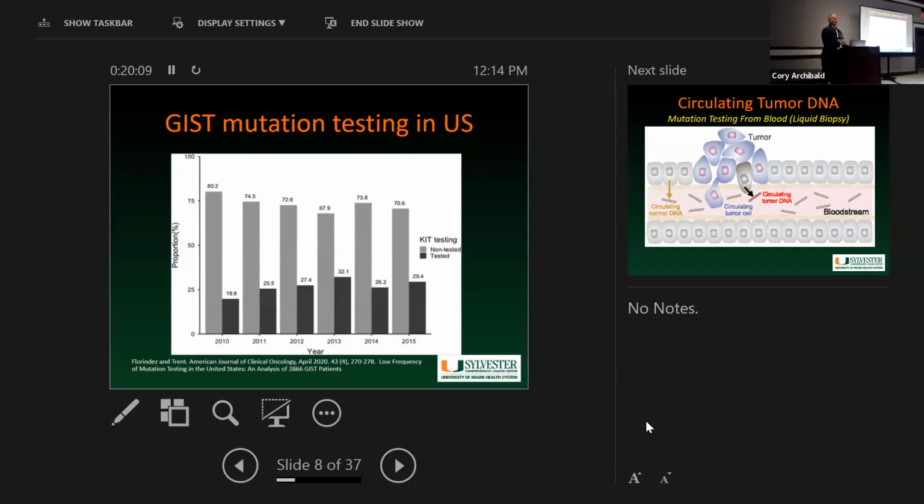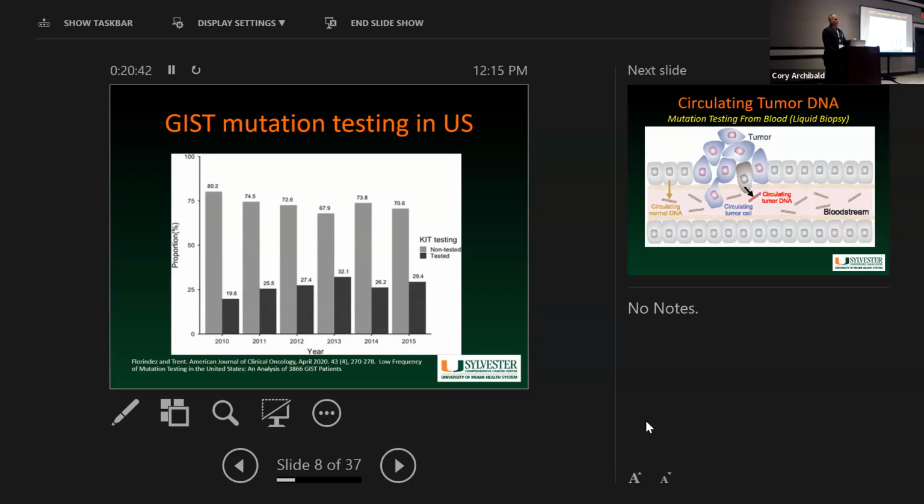Ever, wouldn't be allowed. And in Belgium, Patrick Schöffski helped the government set up a situation where you can't get the drug unless you have mutation testing done. That makes a lot of sense, but in the US, that's not the case. This is some older data, so we're seeing more testing now, but we're still not seeing the level of testing that we want to see in patients that are referred to our center.